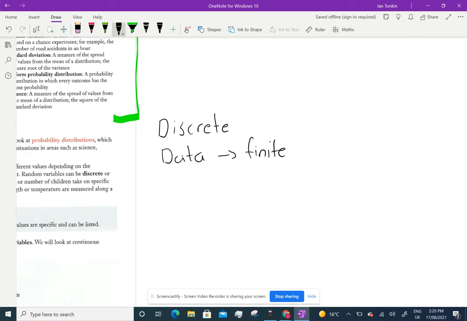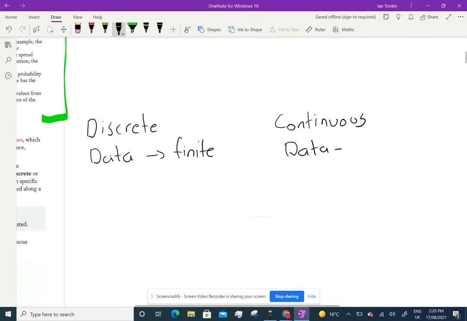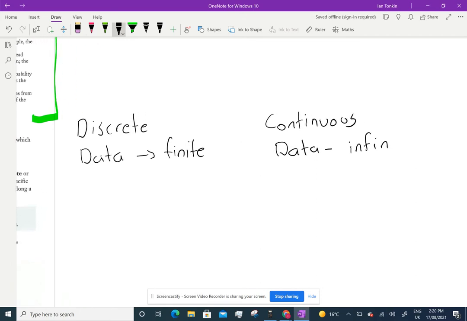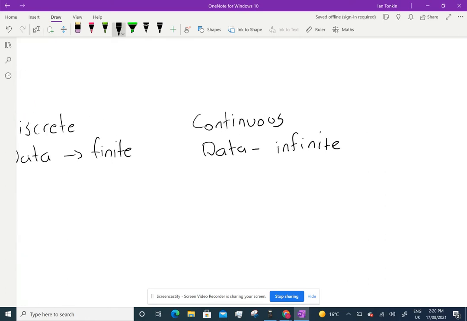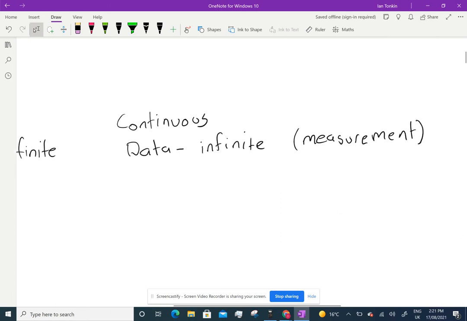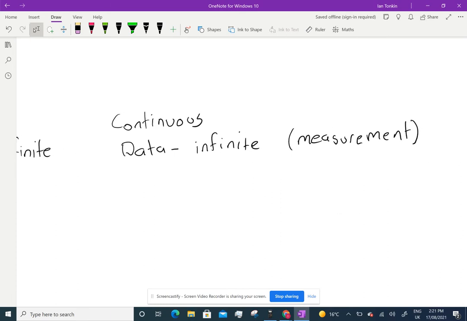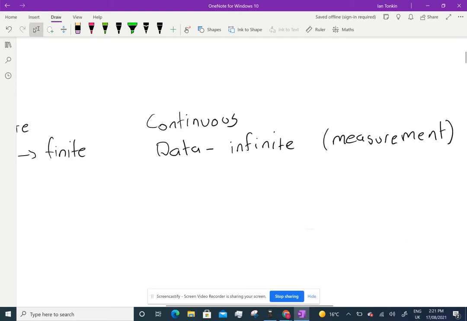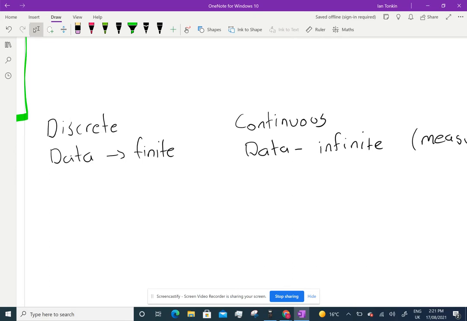They're whole numbers. However, continuous data is infinite. Continuous data is something that doesn't end and is usually a measurement. So how tall someone is, how fast they can swim 50 meters or run 100 meters, how heavy something is, how long it takes for someone to build a house, or how long it takes someone to drive from Armidale to Yarralla. Those are continuous measurements. They're infinite.